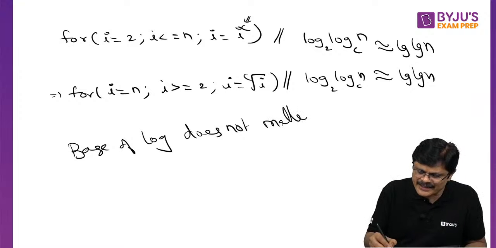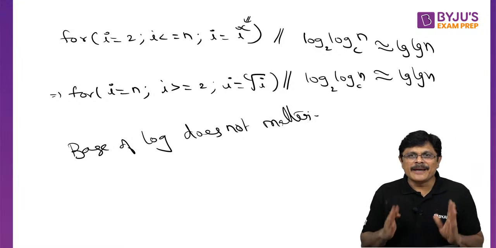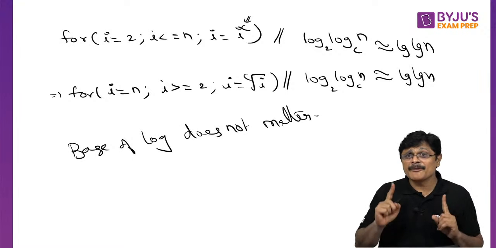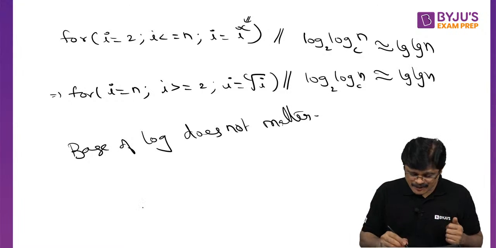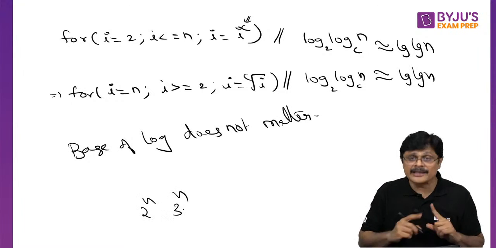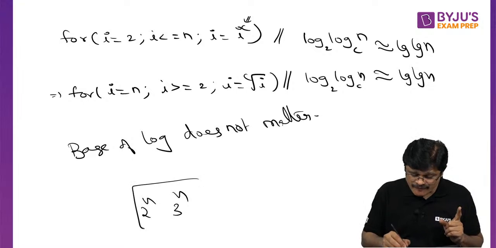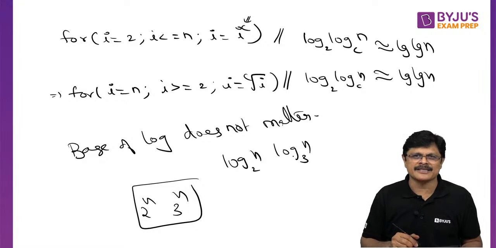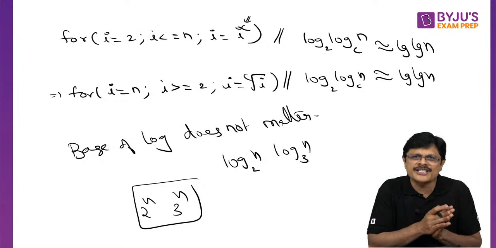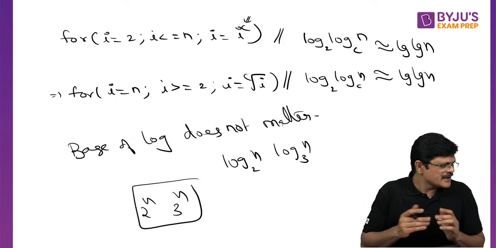Always remember this. Base of logarithm does not matter. But the base of an exponent does matter, because if you take 2 power n or 3 power n, there will be variation. But the base of the logarithm, whether it is log n to the base 2 or log n to the base 3, asymptotically it does not matter, my dear friends. It affects only a constant factor. Am I clear? Very good.